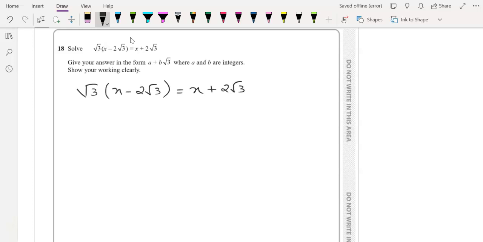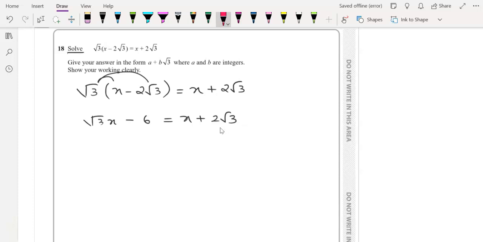So step number 1, we can expand the bracket. Root 3 times x will give me root 3x, minus root 3 times 2 root 3. You can do it in the calculator. Root 3 into root 3 is 3, times 2 will give me 6, equals x plus 2 root 3. Now we will bring both x terms together to solve. So I need to find the value of x.